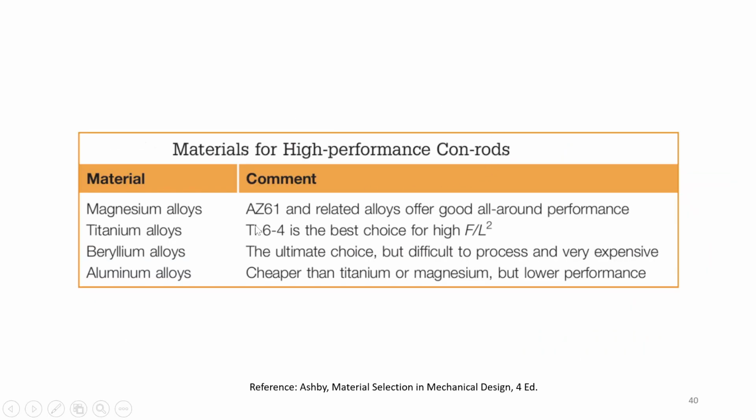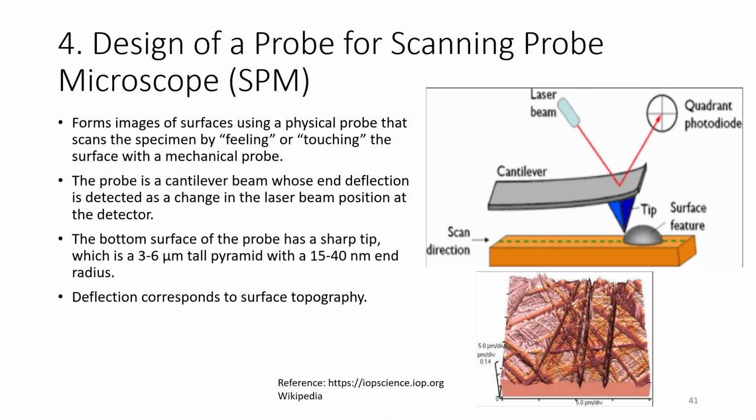These are the 4 alloys which are used for high performance con rods: magnesium alloys, titanium alloys, beryllium alloys and aluminum alloys. In case of magnesium alloy, AZ61 and related alloys offer good all-round performance. Titanium alloy is the best choice for high F upon L square. The ultimate choice is beryllium alloy, but it is difficult to process and very expensive. Aluminum alloys are cheaper than titanium and magnesium alloy but have lower performance.